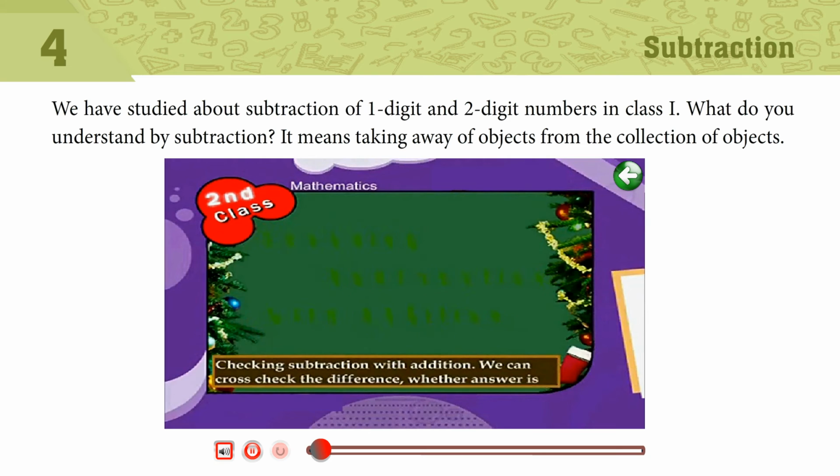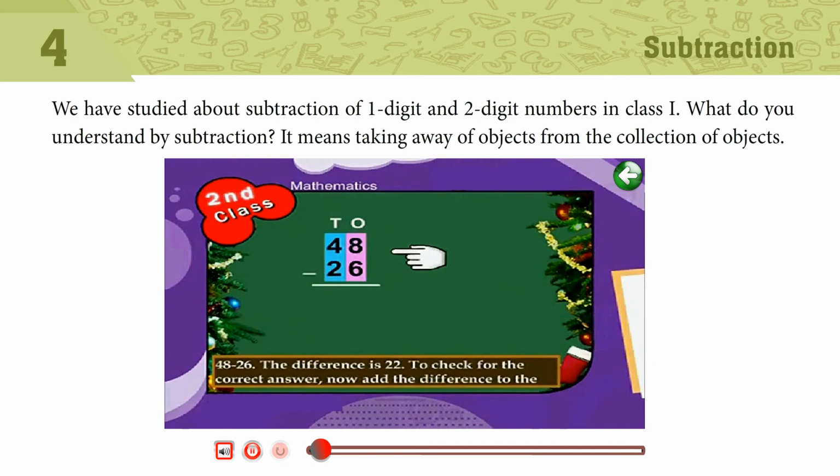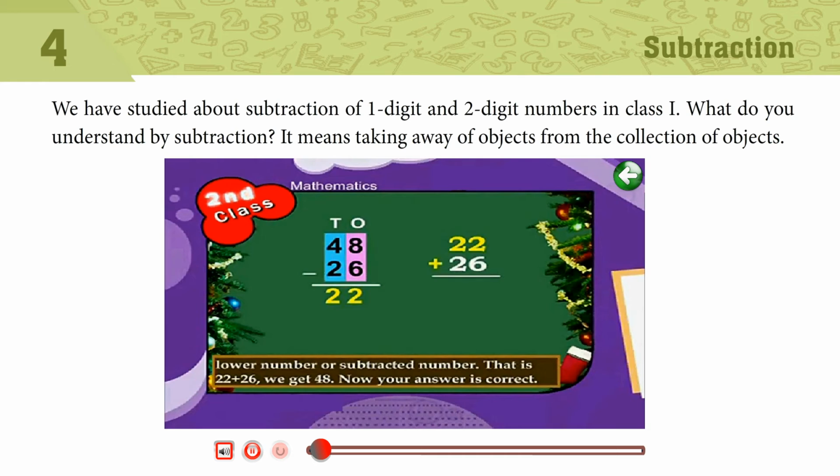Checking subtraction with addition. We can cross-check the difference, whether the answer is correct or not, by a clever way of checking addition. Have an example. 48 minus 26, the difference is 22. To check the correct answer, now add the difference to the lower number or subtracted number. That is 22 plus 26. We get 48. Now your answer is correct.